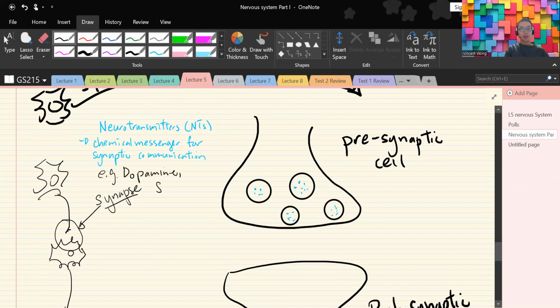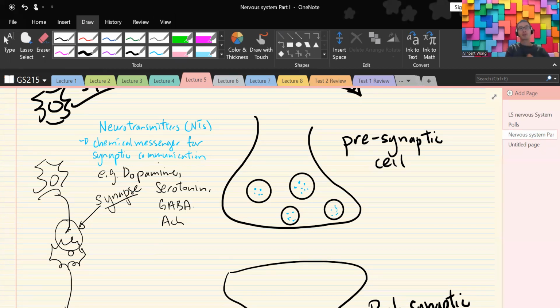Right, there is serotonin, GABA, acetylcholine. All these things are neurotransmitters. Okay, so number one, the first thing you have to know is, depending on which type of neurotransmitter you're talking about, sometimes they are excitatory, sometimes they are inhibitory. Sometimes it can be both, depending on which region of the brain you find them in.